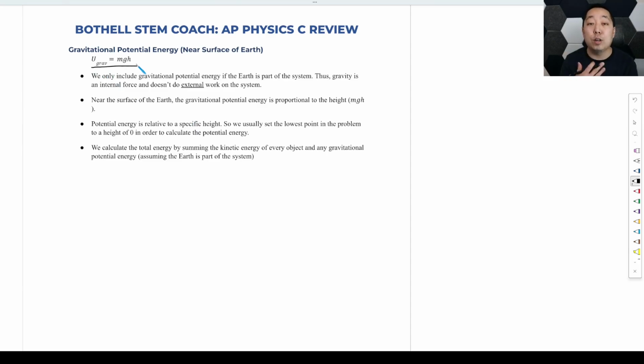We have to include the Earth as part of the system. If the Earth is part of the system, then gravitational potential energy comes into the energy portion of that equation and not work anymore. So we ignore work when we include Earth as part of our system. Potential energy is relative to a specific height, so you need to put a reference height where h is equal to 0. Anything above that reference height is positive potential energy, and anything below that reference height is negative potential energy. The total energy is always the sum of all the energies in the system.